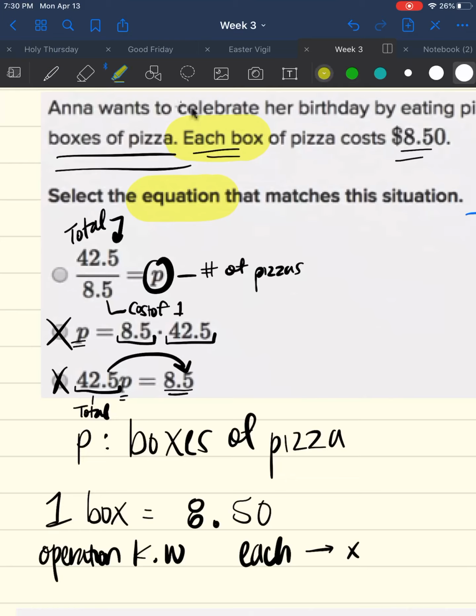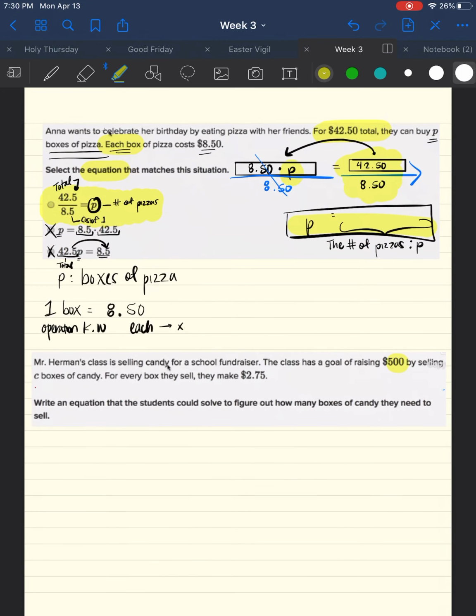So I'm going to go ahead and highlight that. This is our answer here. And we were able to figure that answer out by building our equation structure. Let's take a look at the second one.